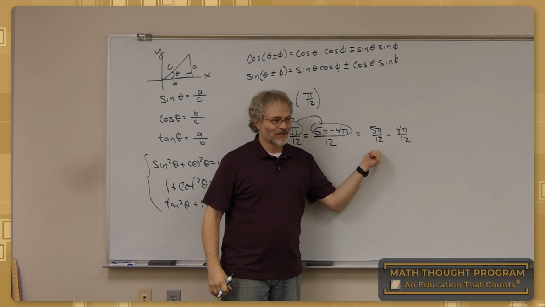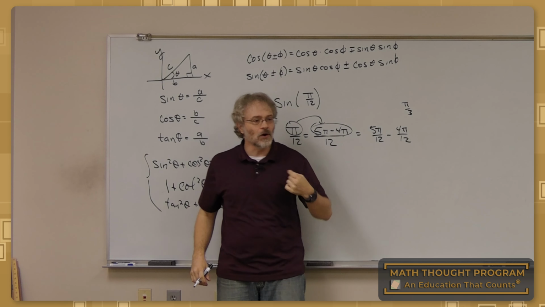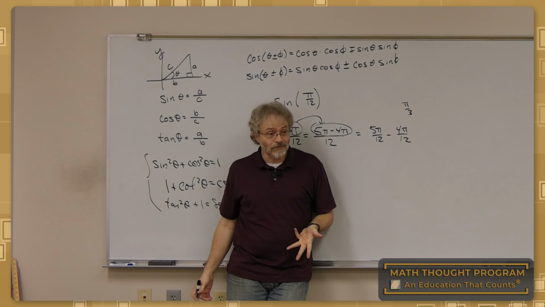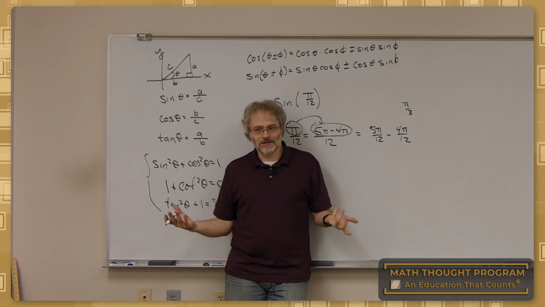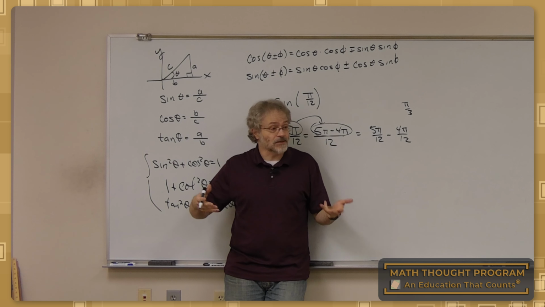Okay, so here, 4 pi over 12, that does get me pi over 3. And I know what happens at pi over 3. I don't got a clue what happens at 5 pi over 12. I can figure it out, but that's what I'm trying to do. I'm trying to figure things out. So it's kind of a big question mark. I want to take this back to something that I know.